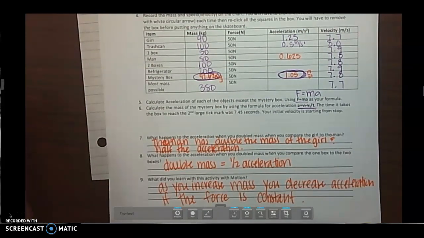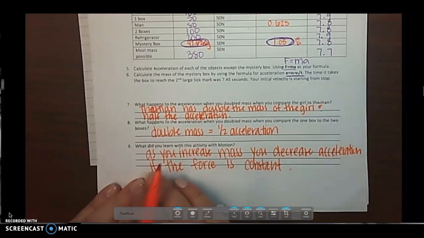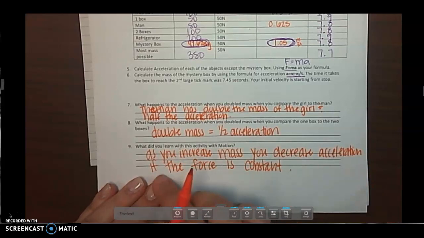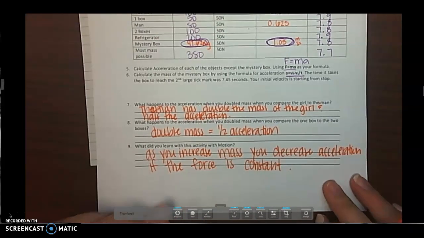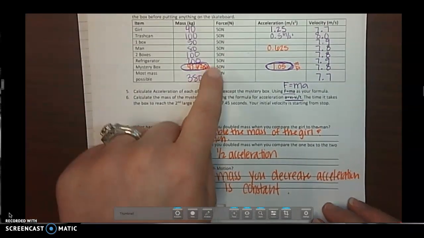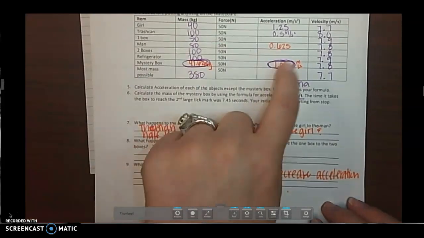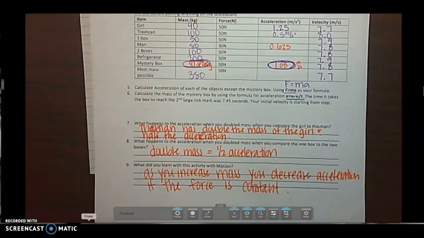Because think about it, it's much harder to push a heavy box than it is to push a light box. If you push a heavy box, you're going to go real slow. But if you push a light box, you can push it really fast. So if your force is always the same. Now, we're going to talk later about when your force changes, what will happen to these two things. But I want you to write on number 9 what you have learned from this video.